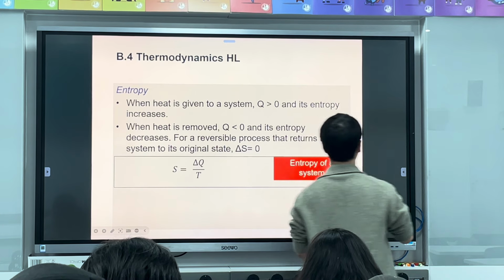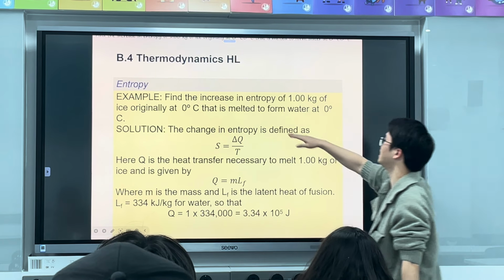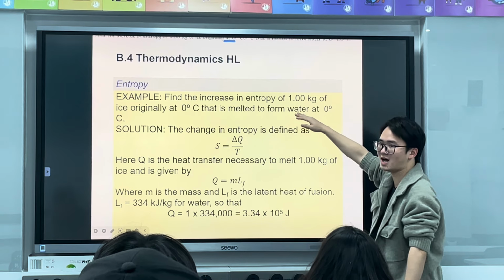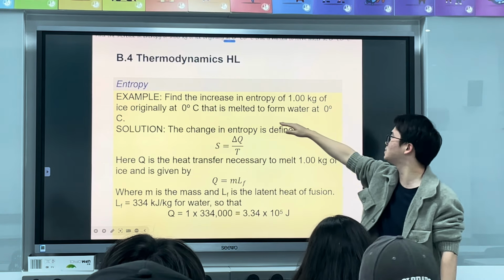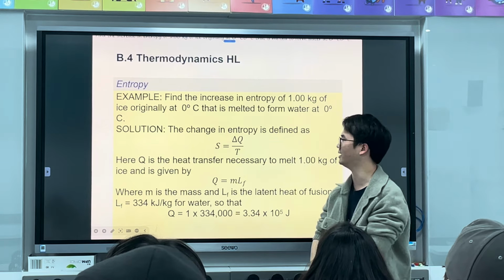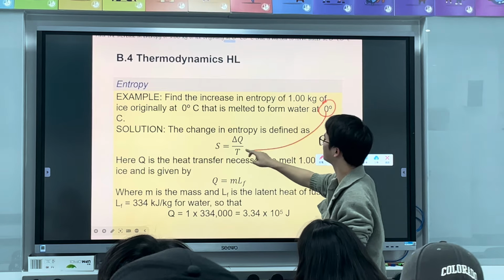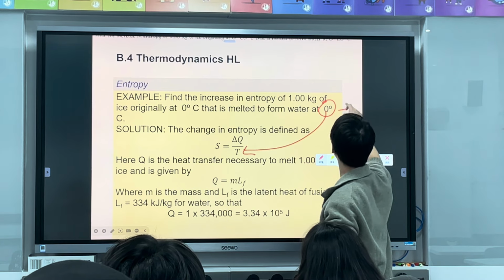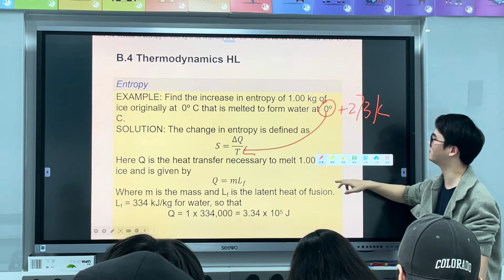Okay, so let's move on. See an example here. Find the increase in entropy of 1 kilogram of ice originating at 0 degrees that is melted to form water, also at 0 degrees. Can you divide by 0 here? No. What should you do? Convert it into Kelvin.